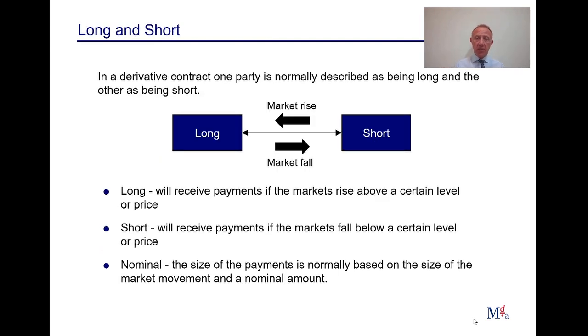Two pieces of jargon that we hear used frequently: long and short. Long means that you are the side of the contract that receives cash if the price rises. And short means you're the side of the contract that receives cash if the price falls. So if I'm long a bond contract, my fund will be receiving cash as that price rises. If I'm short a bond contract, then my fund will be receiving cash as that price falls.